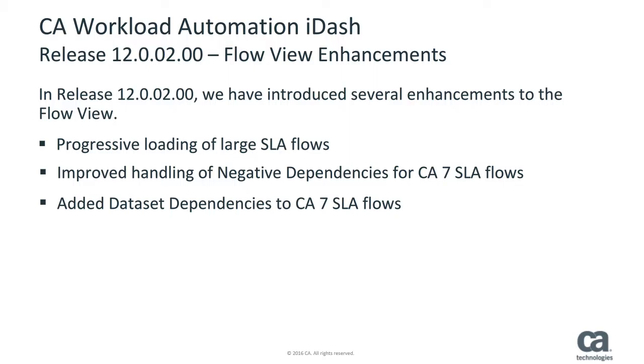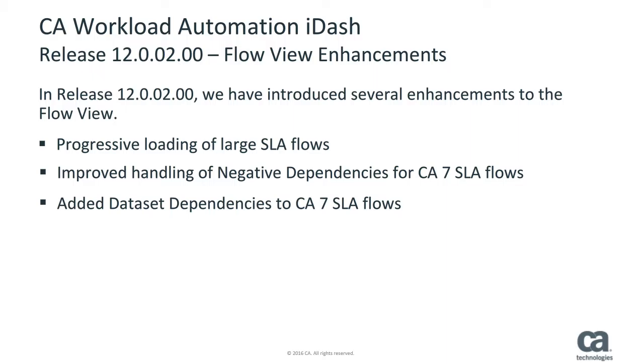The first of these, progressive loading of large SLA flows, applies to both CA Workload Automation AE and CA7 Edition SLA flows. In order to improve responsiveness of the flow view when loading large flows, iDash will render only the first few levels of a large flow initially. The user will have the option to load more of the flow view, a few levels at a time, until the display capacity is reached.